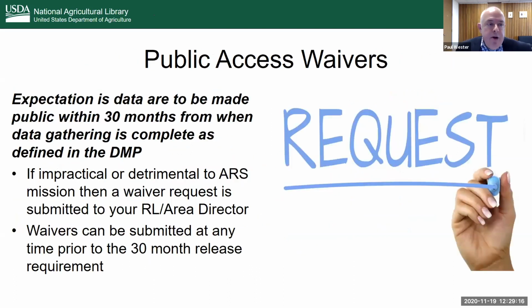So we previewed the notion of public access waivers. The point we want to make is that the expectation is data are to be made public within 30 months from when data gathering is complete as defined in the data management plan. One of the key points is that you have some latitude in how you define that within the data management plan. If it's impractical or detrimental to the ARS mission, you can make a waiver request submitted through your chain of command through the research leader up to the area director. And then it goes through some other processes which are described in great detail with the artifacts on how to do it within P&P 630.